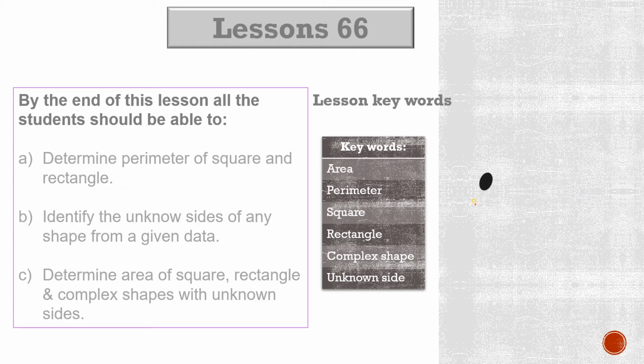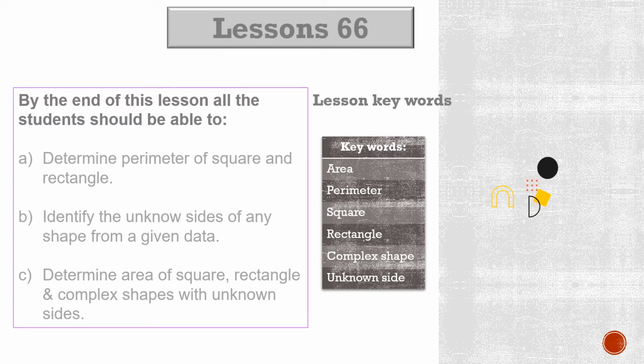Okay, in this lesson there are some things that we should know at the end of our lesson. We should know how to determine the perimeter of a square and a rectangle, and know how to find the unknown side of any shape from the given data you have. And you must know at the end of the lesson how to find the area of a square or rectangle or a complex shape, anything. At the end of this lesson, you should know how to find the area and perimeter by any way.